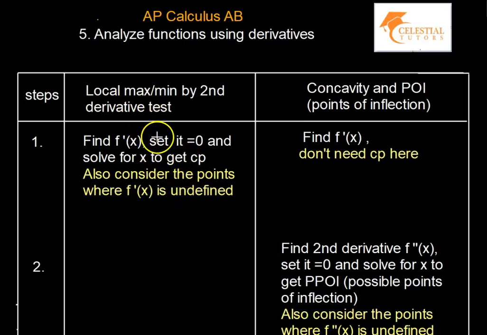So for local maxima minima by second derivative test, we need to get the first derivative and the critical points using the first derivative. But to check concavity and the point of inflection, we need only the first derivative. We don't need the critical points here.